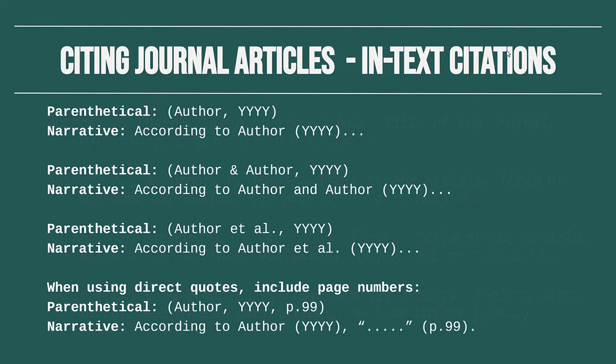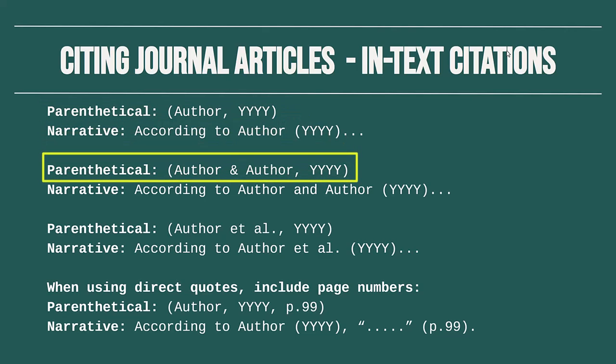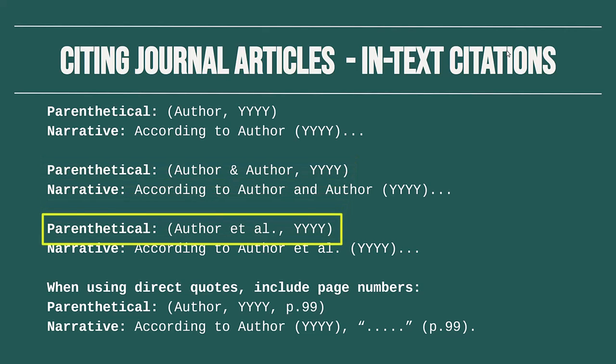When referencing citations in the body of your paper, you can do so either parenthetically or narratively. If you've paraphrased material without introducing the author as part of the sentence, you can use a parenthetical citation. For one author, you'll include in parentheses the author's last name, followed by a comma, and the year of publication. For two authors, you'll include both authors' last names with an ampersand in between, followed by a comma and the year of publication. For three or more authors, you'll use only the first author's last name, followed by the phrase et al., followed by a comma, and the year of publication.